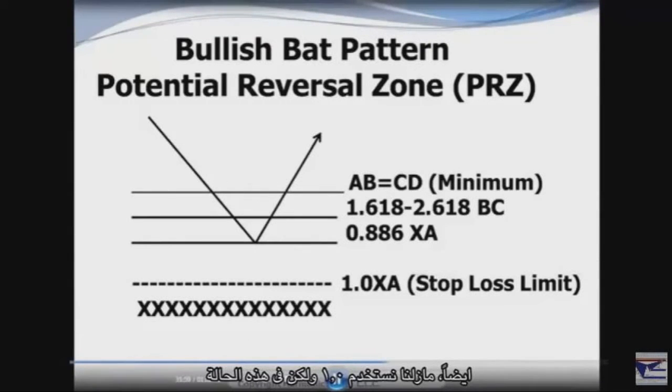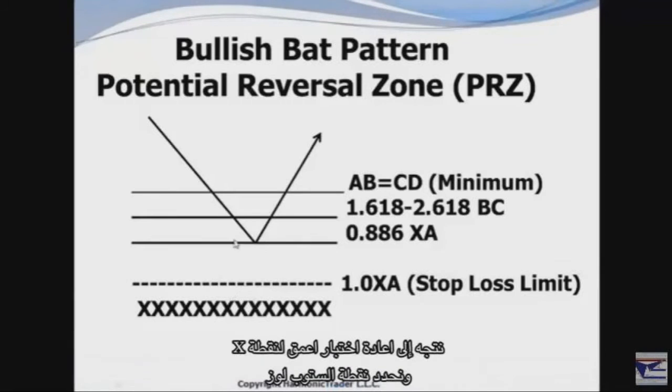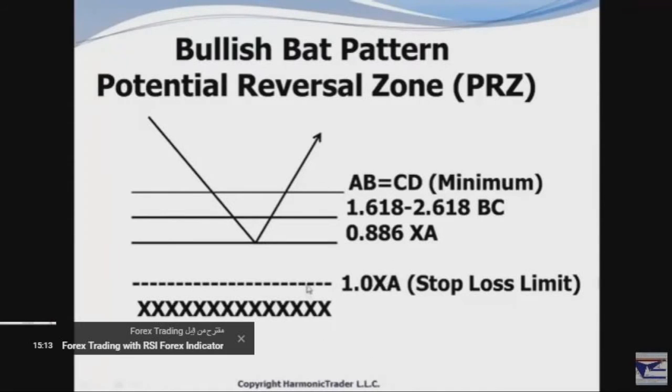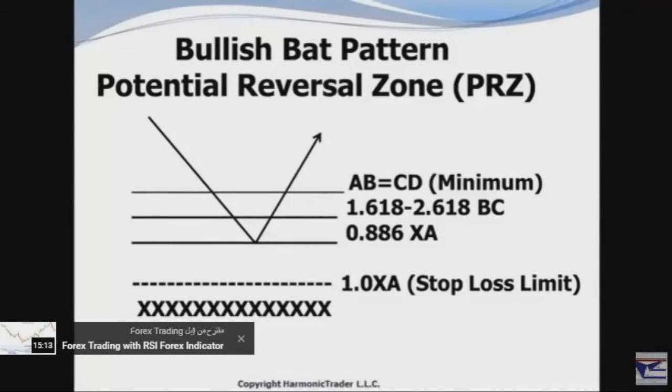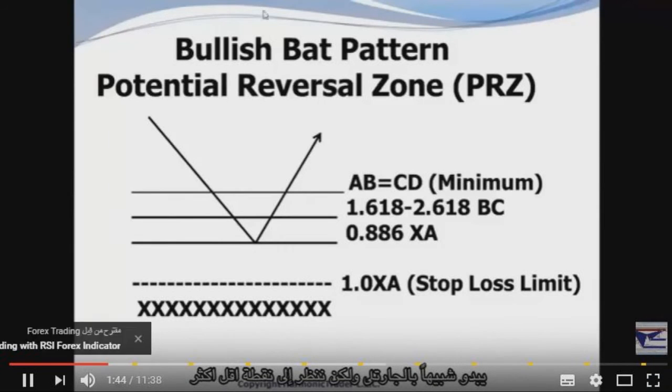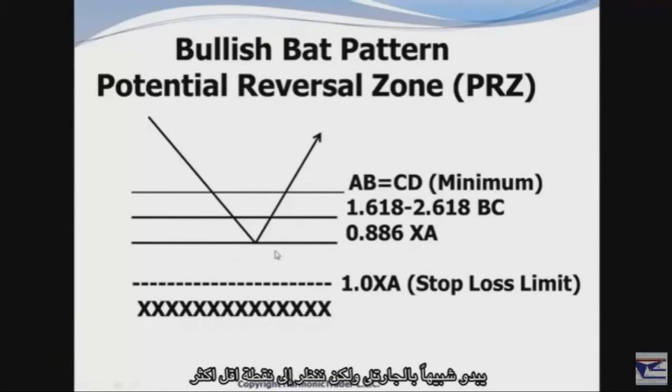Also, we're still using the 1.0, but in this case, we're going to allow for a deeper retest of the X, and we're going to place our stop loss limit slightly further below the 1.0. Now, we'll look at the strategies when we look at trade management of exactly the positioning of your stop loss, but it's similar to the Gartley, but we're looking to place it a little bit deeper, and we're waiting for the full pattern to complete in any situation.